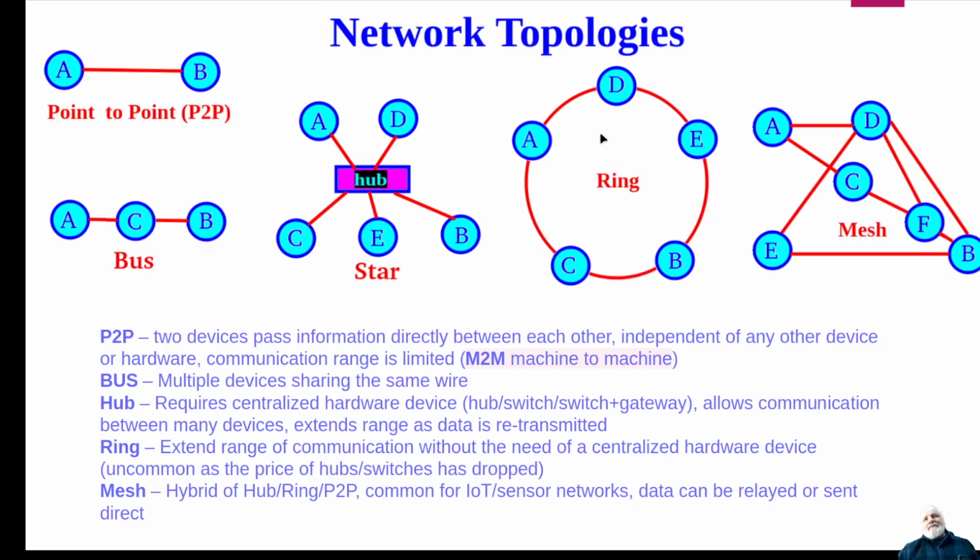Now the nice thing about this though is if you had a break between A and D, you still had connection. You could still get a message all the way over to D because you basically had redundancy. You had two paths.